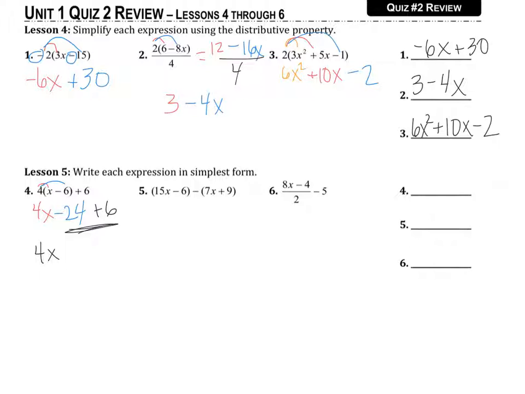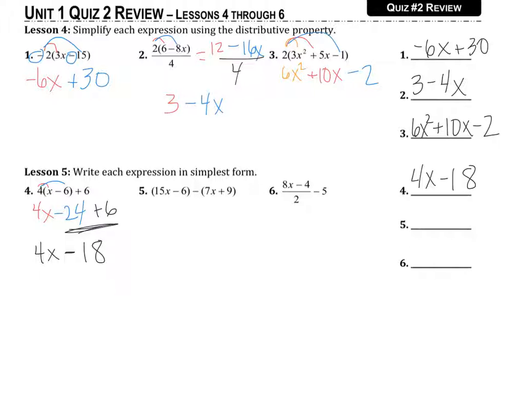Remember that you're looking at whatever sign is in front of the number to determine if it's positive or negative. So negative 24 and positive 6 makes negative 18. So 4x minus 18.